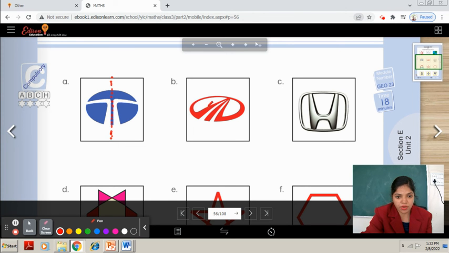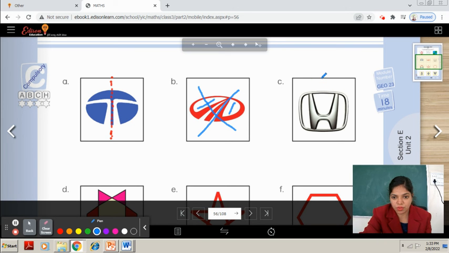Okay. Now you can see part B. You can see students, this portion does not look like this portion. You can see both are different, so it doesn't have a mirror line. So what will we do? We will put a cross on it. Okay, like this. Right. Now part C.